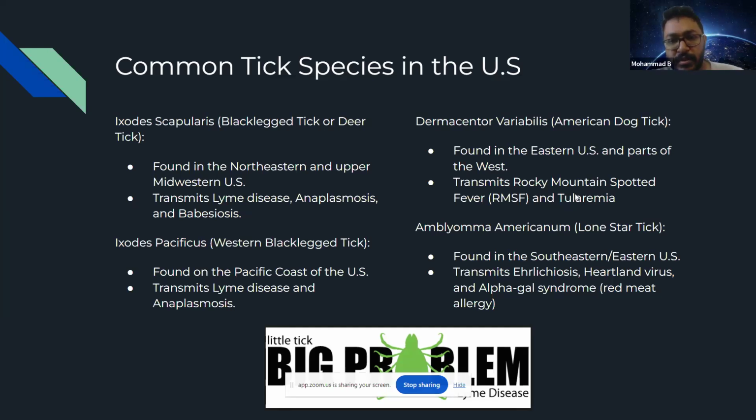Next, we'll also see Dermacentor, which is also known as the American dog tick. This can be found in the eastern part of the U.S. and some parts of the West, and it's very distributed around the U.S. They are responsible for causing Rocky Mountain spotted fever, also known as RMSF, and tularemia. And lastly, we'll also see Amblyomma, which is also known as the Lone Star tick. This will be found in the south, and they cause a lot of other diseases.